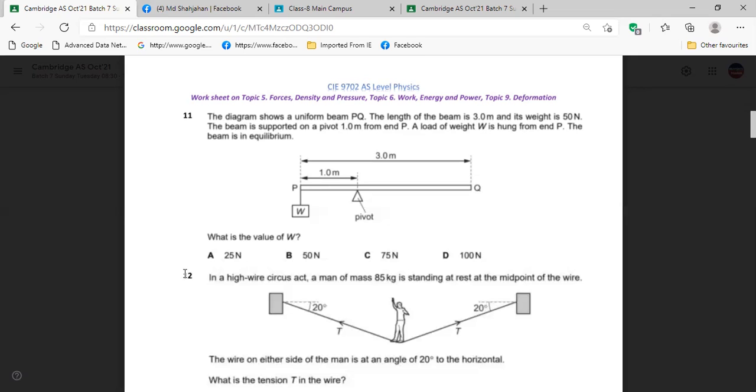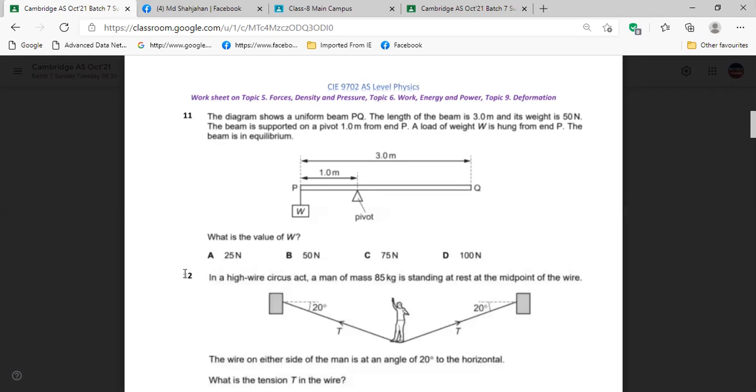So it's just an O-level concept. You can do it easily. Very simple. Think of how to do it. What are the conditions for equilibrium? Clockwise moment and anti-clockwise moment should be equal, right? So your anti-clockwise moment is for the weight W, and the clockwise moment you have is the weight of the beam.